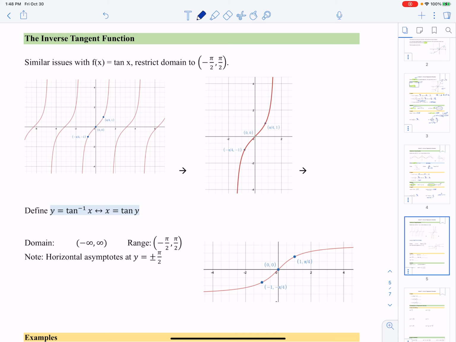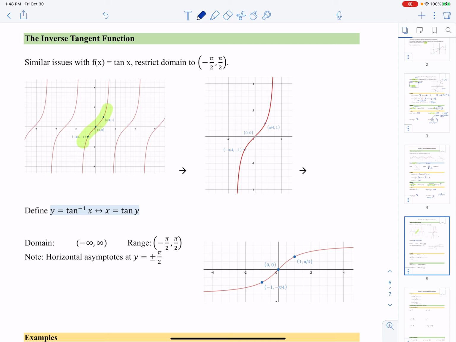All right, so same deal with the inverse tangent function. On the left, you find the graph of tangent and all its repeaters. And notice that a couple special points are labeled here. Pi over 4 comma 1, 0 comma 0, and negative pi over 4 comma negative 1.